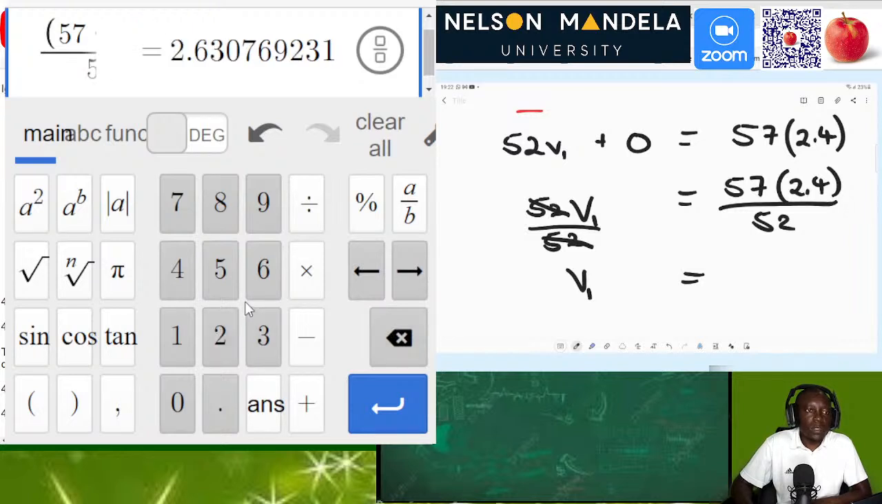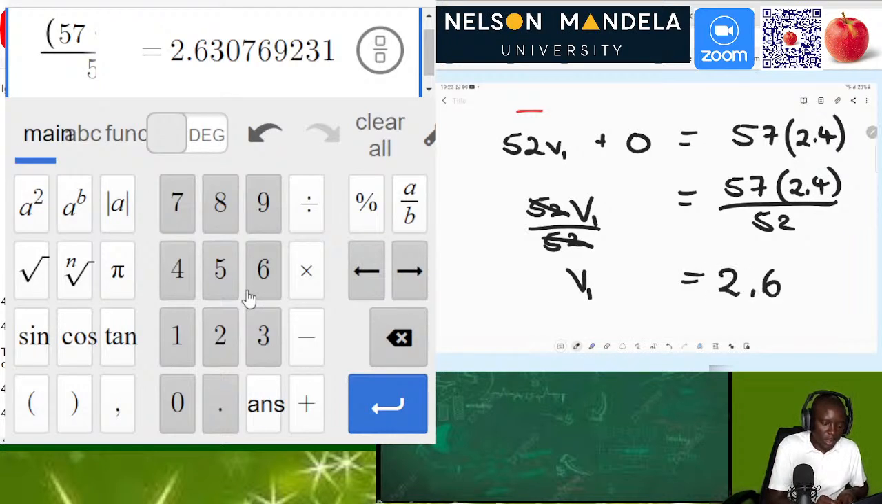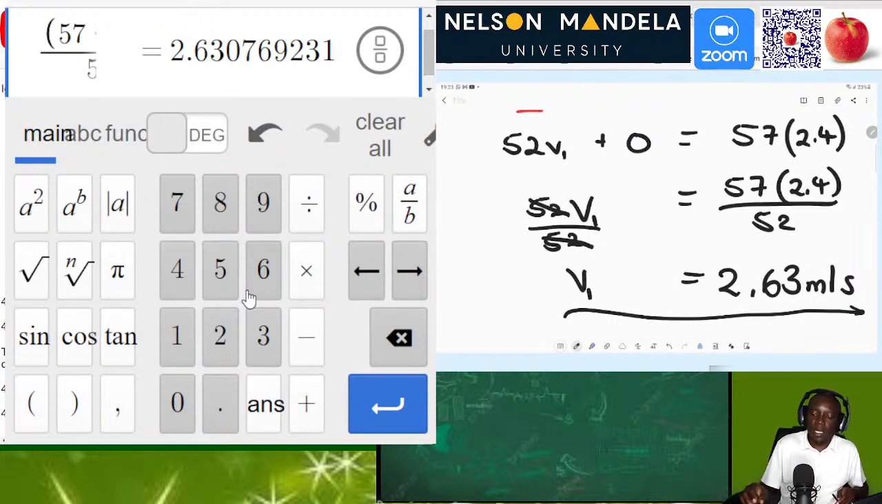Okay, 2.63. So we get 2.63 meters per second, and this makes a lot of sense. Why? Because the initial velocity of the girl is greater than the final velocity of the girl and the brick. The girl reduces speed from 2.63 to 2.4.